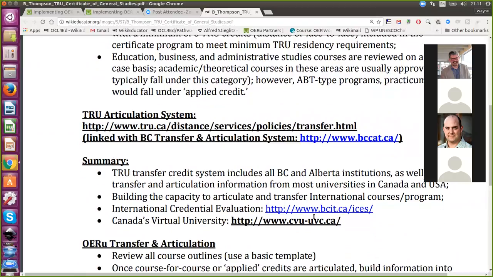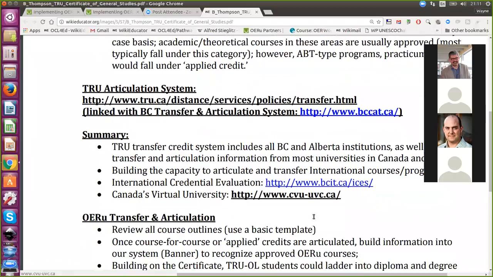So basically, as I said before, we have a very comprehensive articulation system already in place for all of BCN now Alberta, and we articulate courses from all over the world. We're quite used to that. We have a high number of international students at OERu, so we have for the most part articulated in many instances. And once that information is in our system, it stays there.